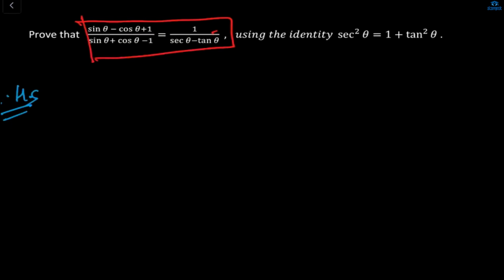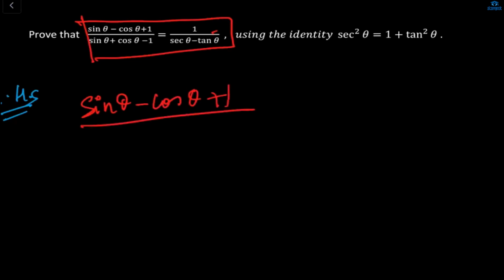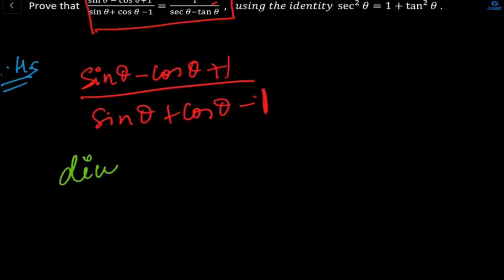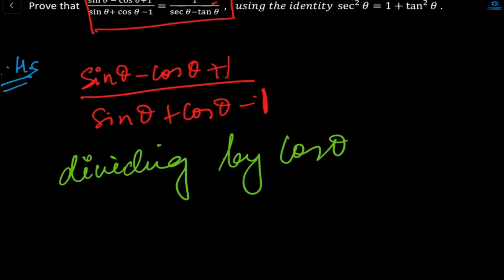Now, writing the question, that is the LHS: sin theta minus cos theta plus 1 upon sin theta plus cos theta minus 1. In the RHS, it is sec theta and tan theta, and it is asked to use the identity of sec square theta and tan square theta. So how can we change the given terms into sec and tan? For that, I'm dividing both numerator and denominator by cos theta.